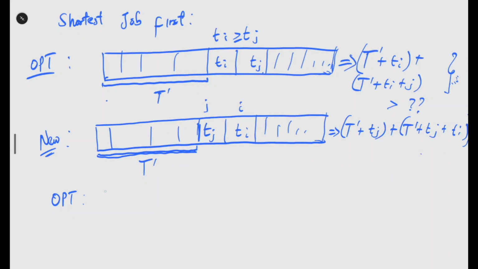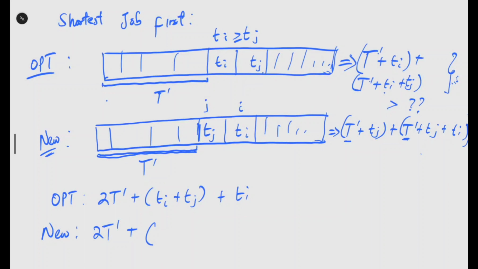and to the right we have 2T prime, because we have T prime plus T prime, we have 2T prime plus TI, and this is TJ. So we have TI plus TJ plus TI. That's what we have for the OPT. And then for our new algorithm, we have 2T prime. This is T prime plus T prime. We have 2T prime plus TI plus TJ. That's here, TI plus TJ. Then we have plus TJ.